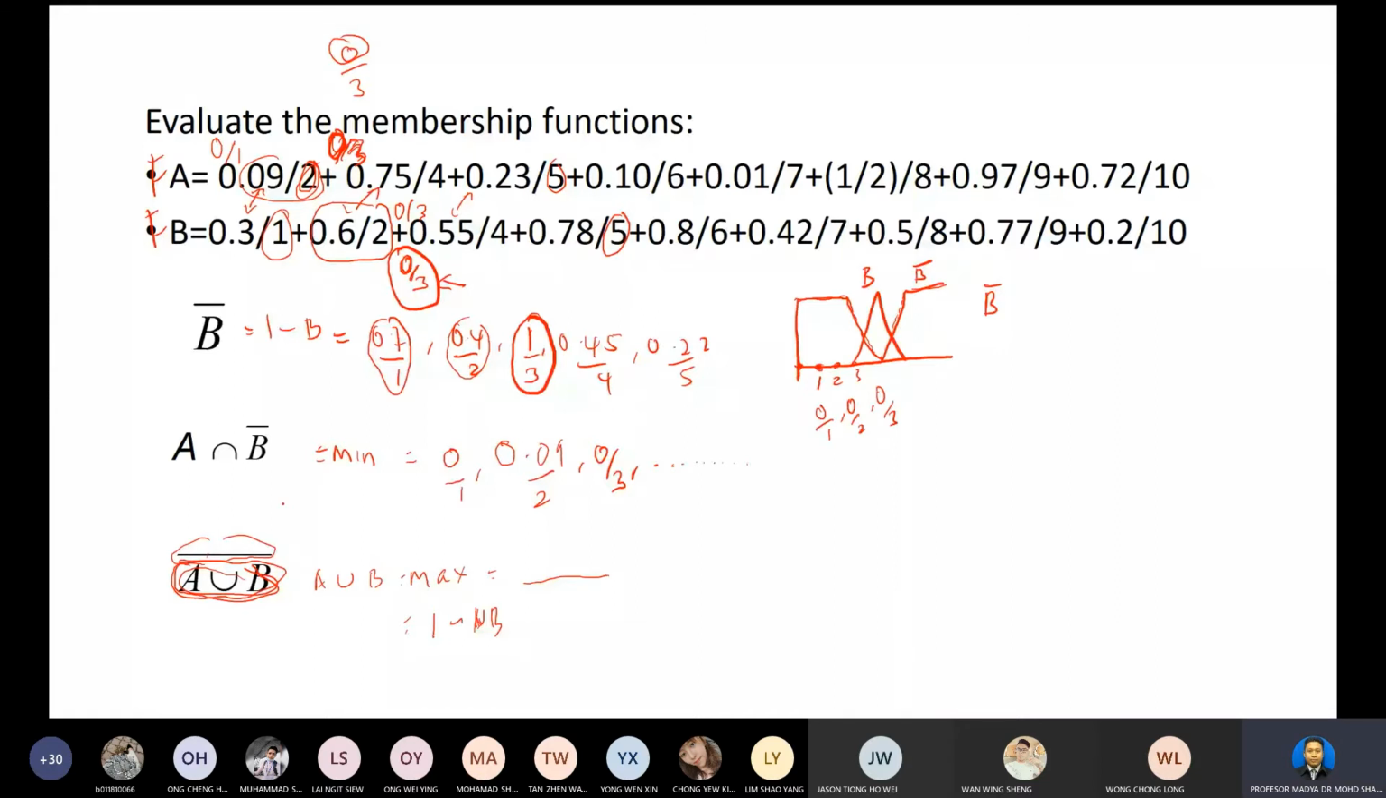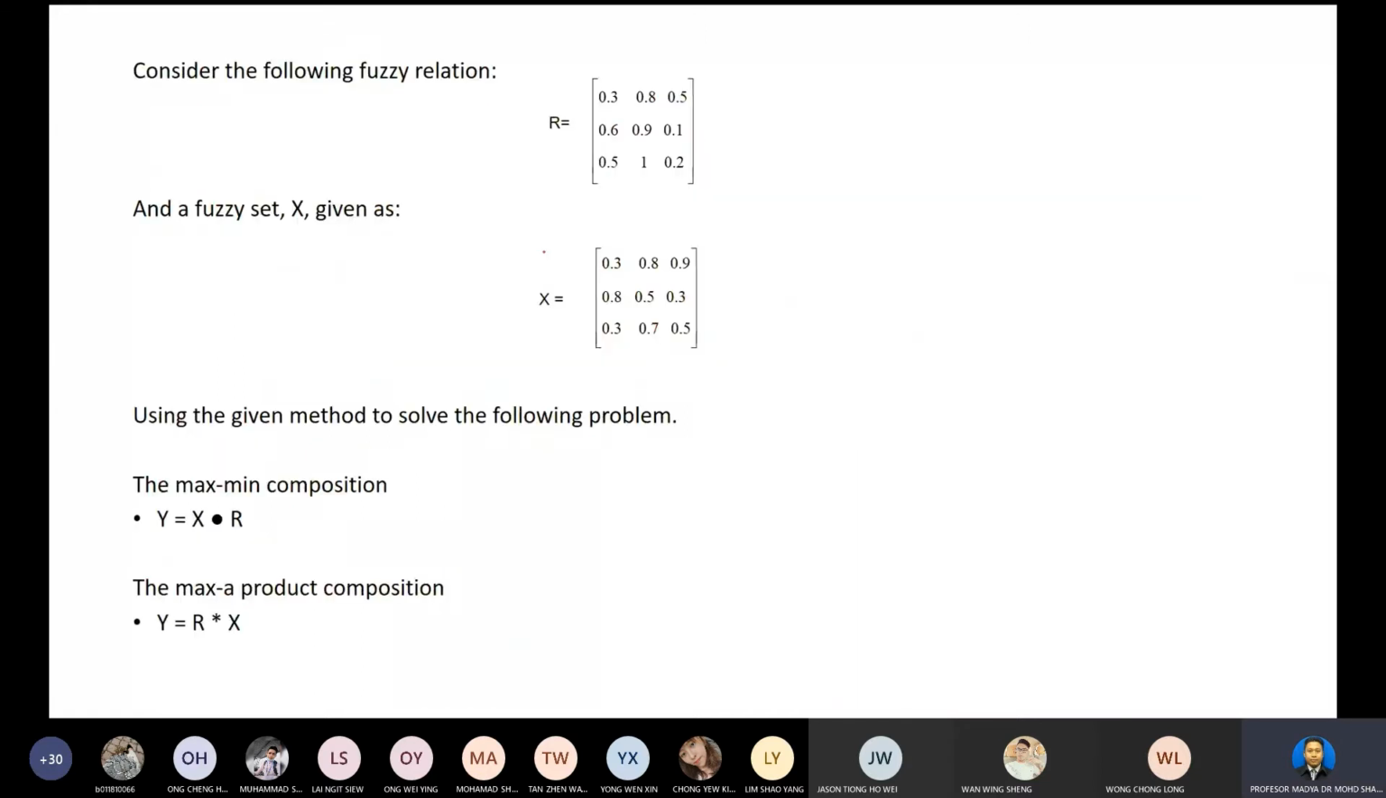So next, this is on the inference engine. Before this, we have studied the inference engine. In class, we have the Mamdani, so this is the Mamdani max-min. And then the max-product is the Larsen. First, you can see the relation, for example, max-min: Y equals X dot R.